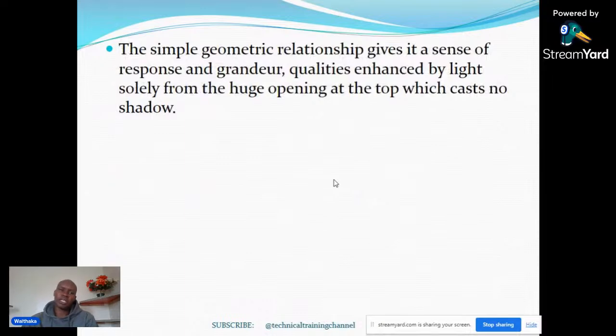Then lastly, we are saying that the simple geometric relationship gives it a sense of response and grandeur, qualities enhanced by light solely from the huge opening at the top, which casts no shadow. So the same concept within the Pantheon sanctuary is capped by the concept where light filters through the opening at the top of the dome, which does not cast shadow within the sanctuary, within the temple.